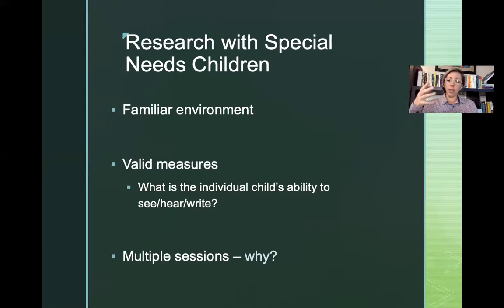This is part of the kind of 2 steps forward, a couple steps back with kids with special needs, is that progress is not always linear, right? So needing to take multiple sessions, multiple interactions before you decide what the behavior is normative, what is a valid measurement of what they know.